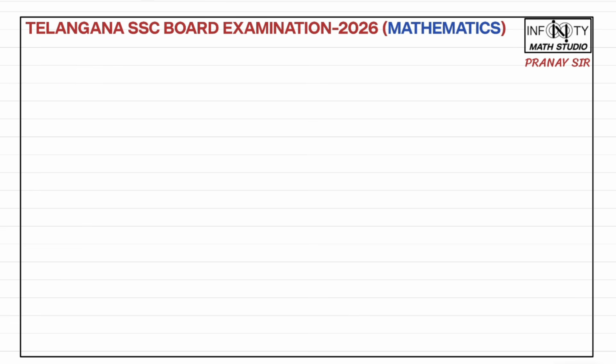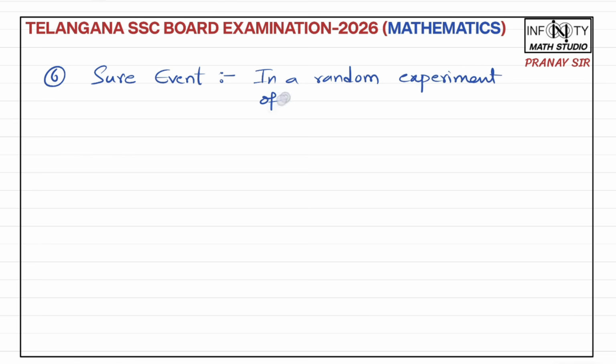Now the last question, the sixth one, is related to probability. He asked us to give one example of a sure event. Sure event, the name itself tells that it is going to happen for sure, compulsorily. So we'll take a random experiment. In a random experiment, what is that random experiment? Of throwing a ball upwards. So randomly I have thrown a ball upwards.